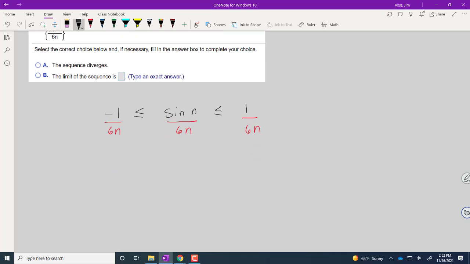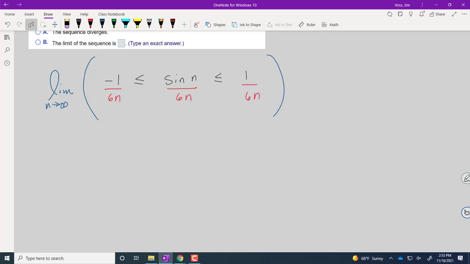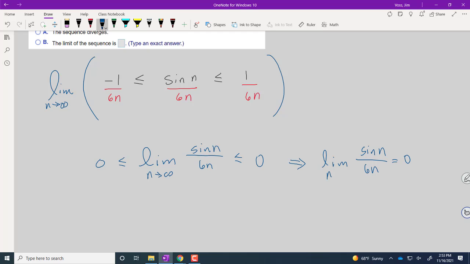And then we take the limit of the whole thing. This tells us that we have 0 less than or equal to the limit as n goes to infinity of sine n over 6n, less than or equal to 0. So what is our conclusion? 0. This tells us that the limit of sine n over 6n is 0. That's how we would do the squeeze theorem.